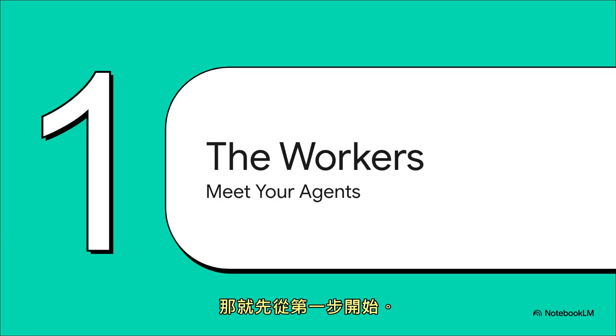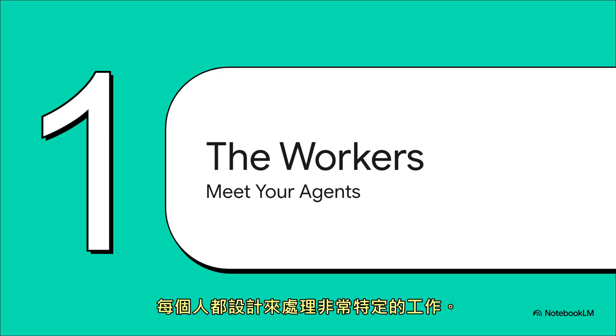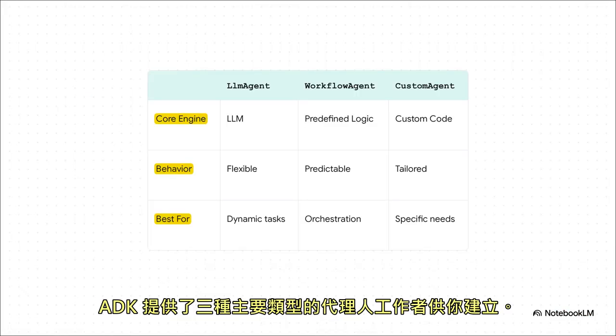Okay, so first things first. Every great project needs a crew, right? A workshop needs its specialists. And in ADK, these are your agents. It's best to think of them as individual experts, each one designed for a very specific kind of job. Out of the box, ADK gives you three main types of agent workers to build with.